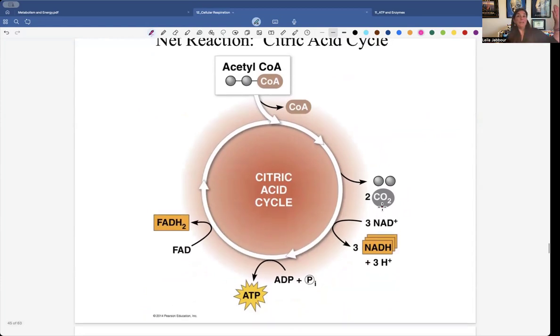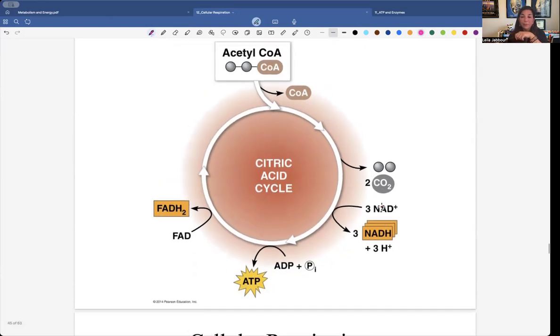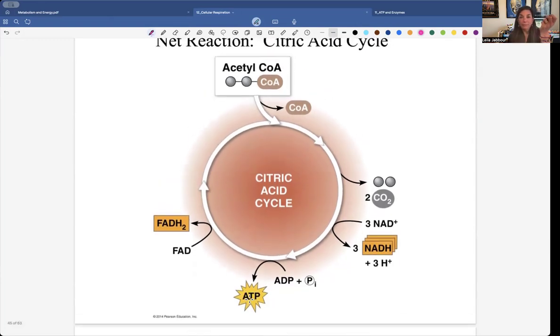Remember, the entire 6-carbon glucose molecule is going to become 6 one-carbon CO2. Okay, 1 ATP, that's bonus, but the most important is 3 NADH and 1 FADH2 for every 1 acetyl-CoA coming in. All right.